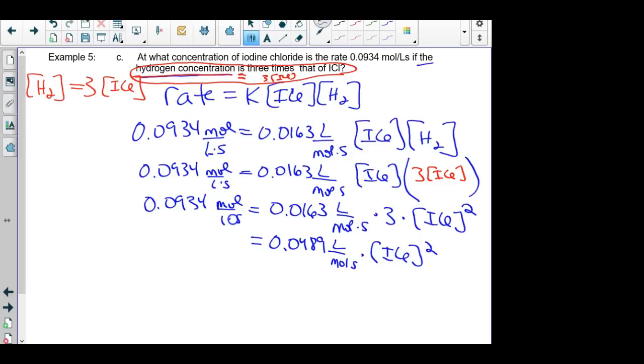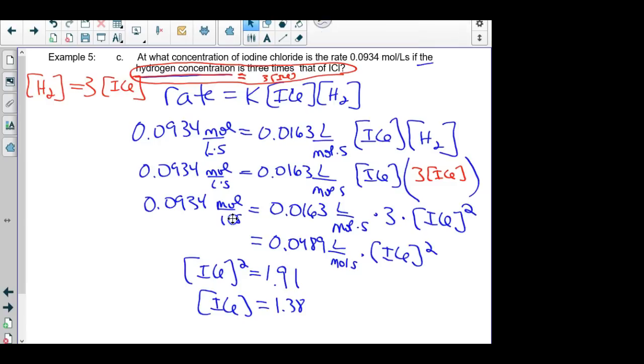Now I'm going to divide that over. So 0.0934 divided by 0.0489, and I get ICl squared to be 1.91. Take the square root of both sides, and ICl equals 1.38. And I did not put my units in here, so let me do that.